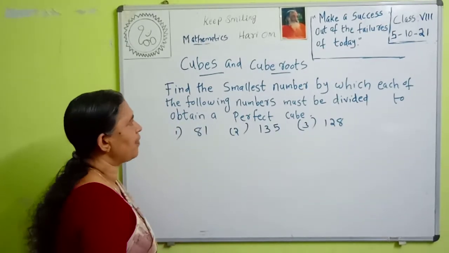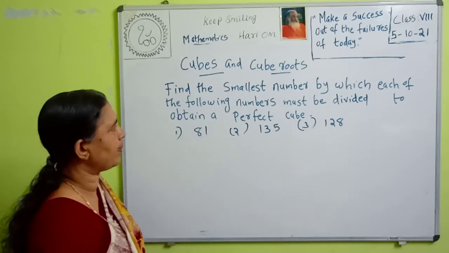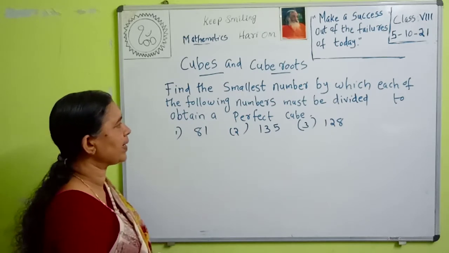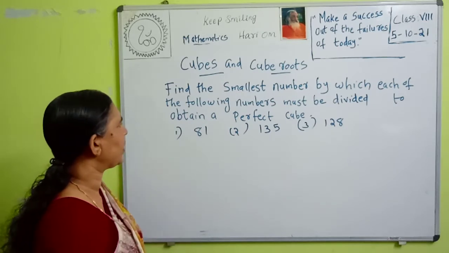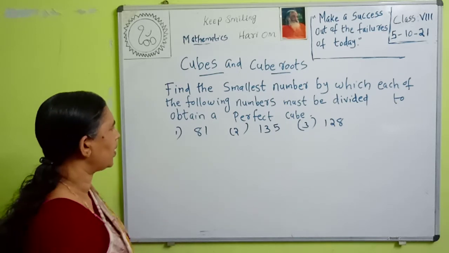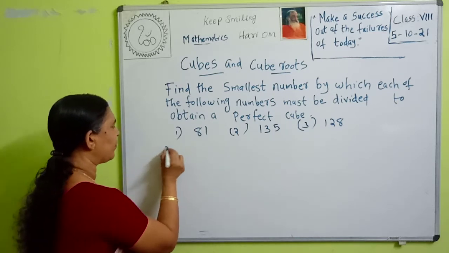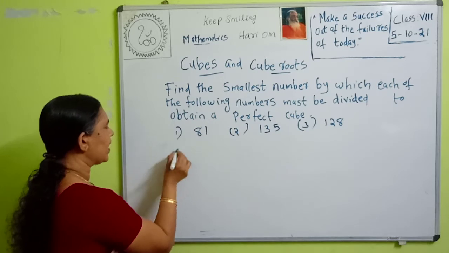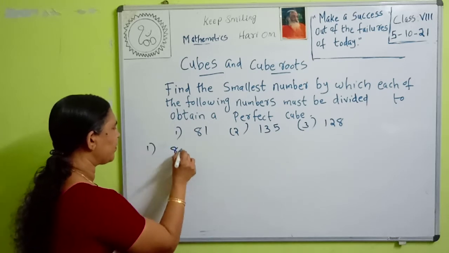Next question. Find the smallest number by which each of the following numbers must be divided to obtain a perfect cube. Here also first we can do the prime factorization. First one, 81. We can factorize 81.